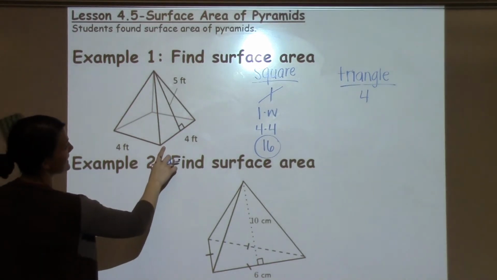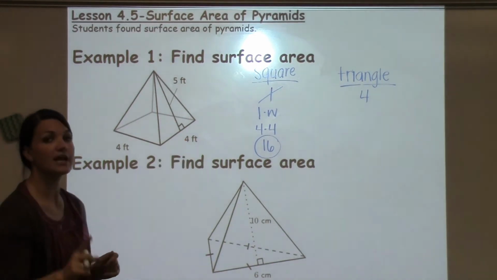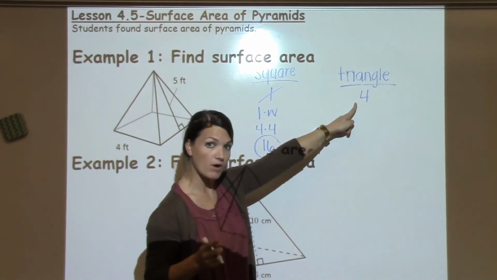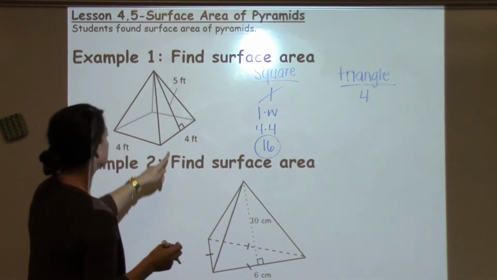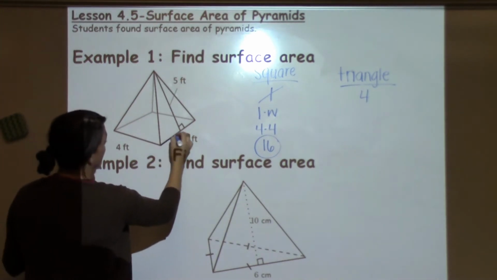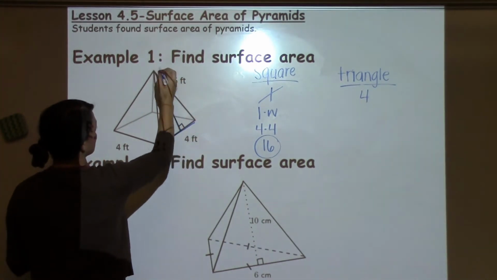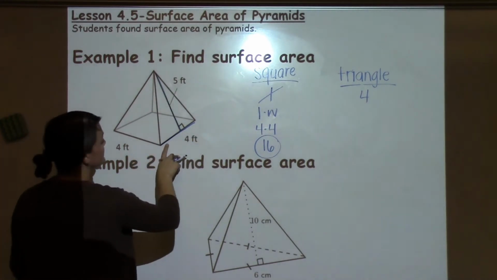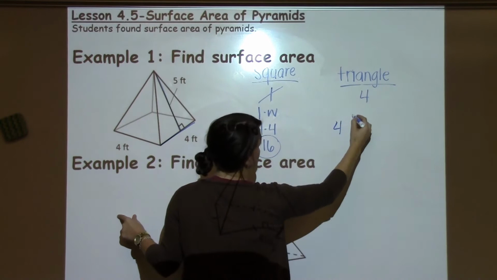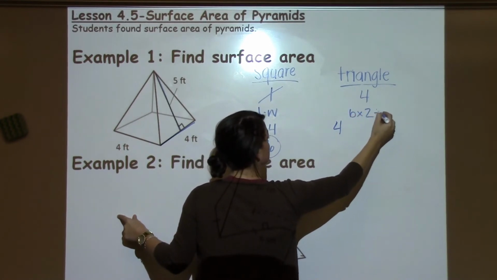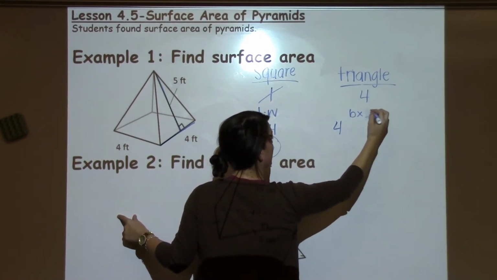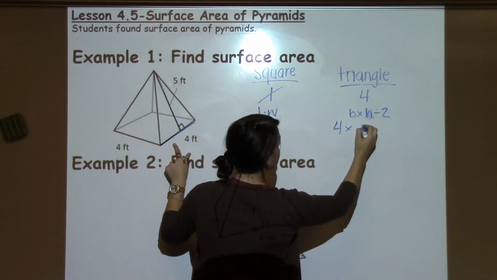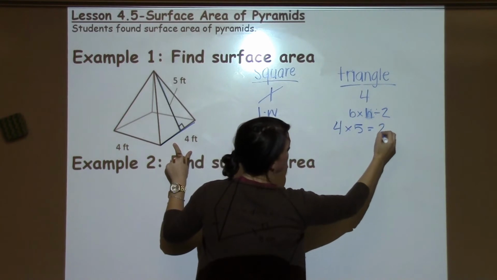Now, I need to find the area of a triangle. If I find the area of one triangle, then I can multiply it by 4 and find the area of all of the triangles I'm working with. So I'm just going to focus on one. My formula for finding the area of a triangle is base times height divided by 2. In this problem, my base is 4. Base times height divided by 2. So my base is 4, my height is 5, and then I'll have to take that divided by 2.